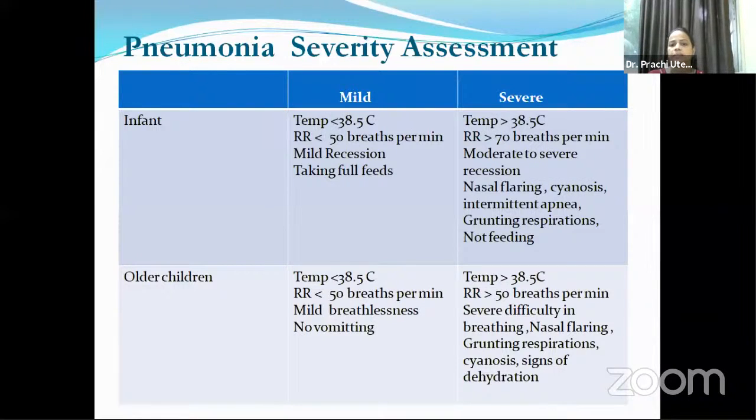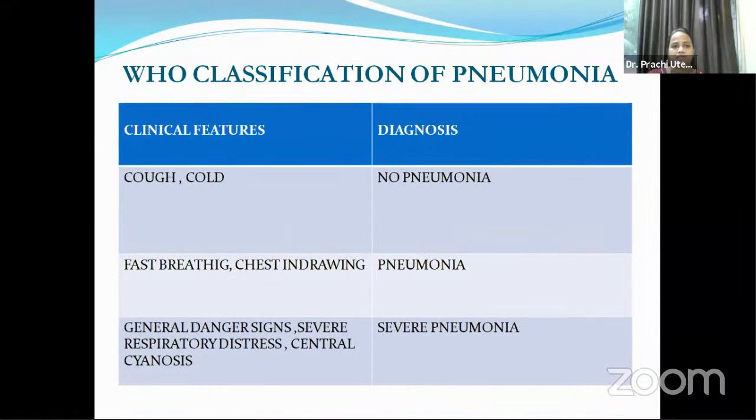But in the severe variety, temperature is more than 38.5 degrees Celsius and respiratory rate is more than 50 breaths per minute. Severe difficulty in breathing, nasal flaring, grunting respiration, cyanosis, and signs of dehydration are evident in the older children. So in infants below 1 year, we need to examine the anterior fontanelle. We need to see the signs of dehydration. If they are there, then we need to refer the patient and hospitalize.